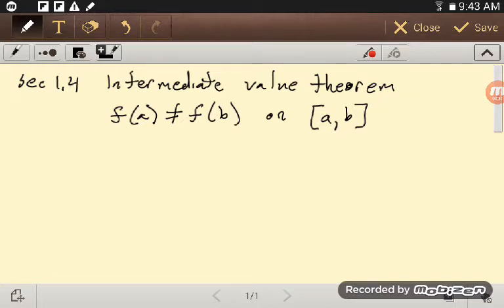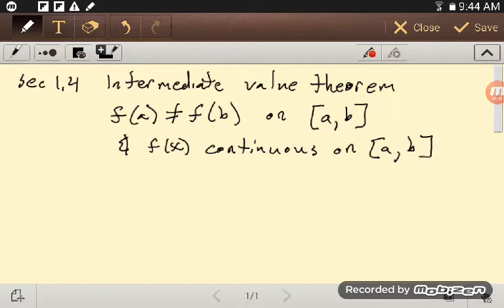So it does make sense to talk about f of a and f of b on this closed interval. They make sense, and f of x is continuous on [a, b]. And of course, as soon as I say f of x is continuous on this closed interval, those two values better exist, because otherwise I couldn't talk about the continuity.